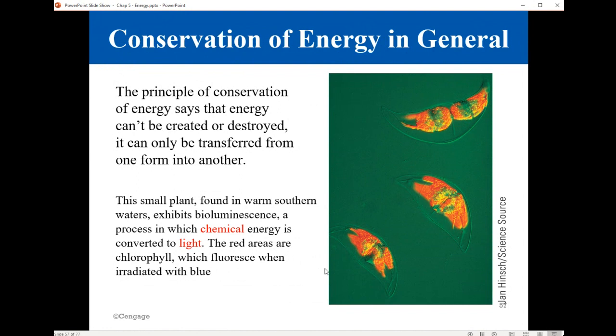In this picture, we see how a plant uses chemical energy to convert it into light. So the red areas here are the chlorophyll, which fluoresces when irradiated with blue light. It is a process for energy transformation.